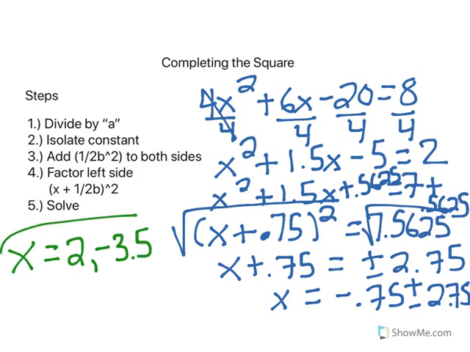All right, so again, these problems today were a little bit messy, where they don't come out to be perfect whole numbers when we divide by a or when we're taking half of our b squared. But even with decimals, we can still get these answers.